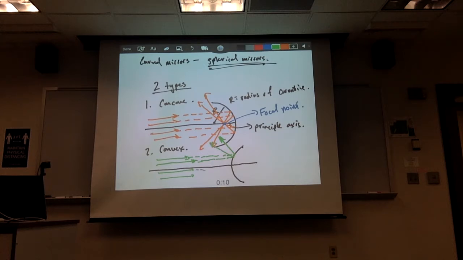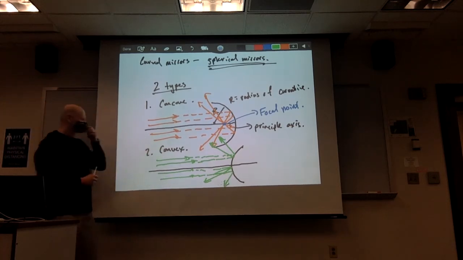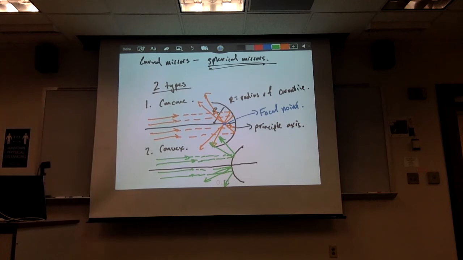This one then is going to hit here and then again diverge, something like this. Then this one is going to hit and again diverge away. It's going to diverge away in a line, say something like this. Okay? So in this case, what happens then is a convex mirror causes the divergence of light rays.